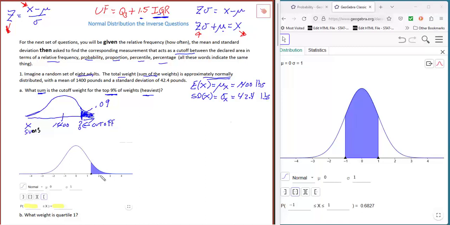Great. So how do we do this? Well, what we're going to do is find the z-score for this. So right now, you'll notice because the mean is 0 and the standard deviation is 1, these values here are z-scores. When you use any software and you're doing normal distribution, the default is always going to be mu equals 0, standard deviation equals 1. You have to do something to change that.